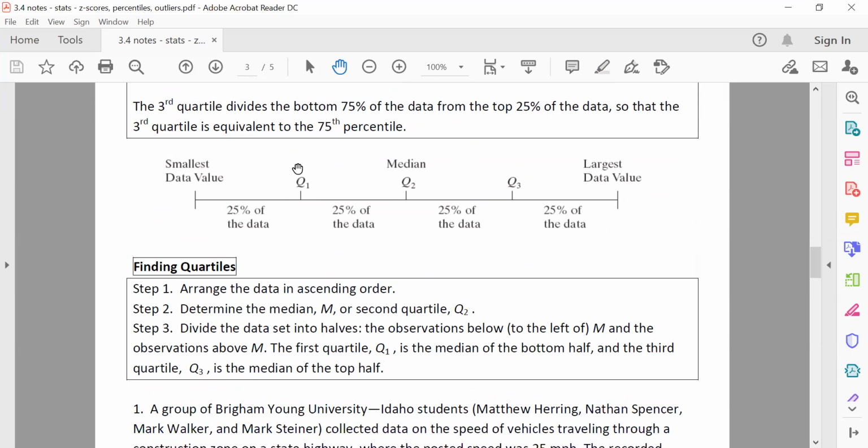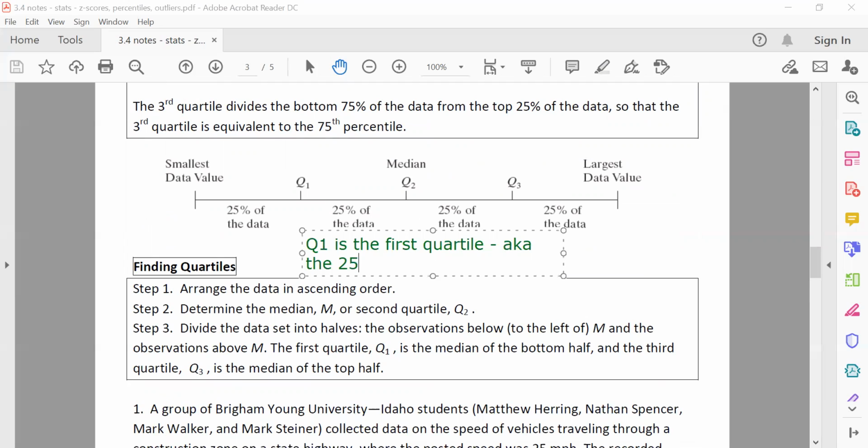And so Q1 is the first quartile, you might call it, aka the 25th percentile. It is the value for which 25% of the data falls below. So Q1 is the first quartile.